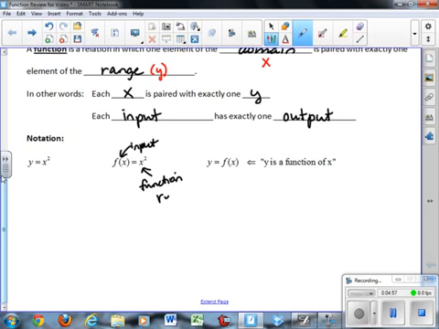And then we have y equals f of x. Y is a function of x. And that makes sense because if y equals x squared and f of x equals x squared, then it makes sense that y equals f of x. So in other words, I can replace f of x with y or vice versa when I'm writing a function.